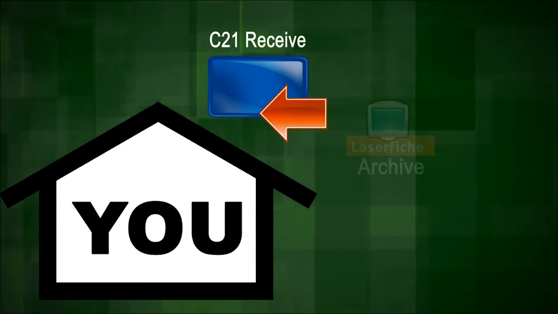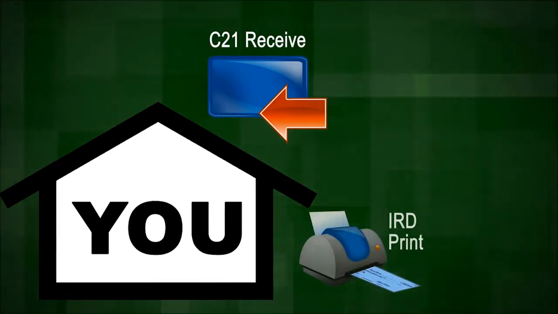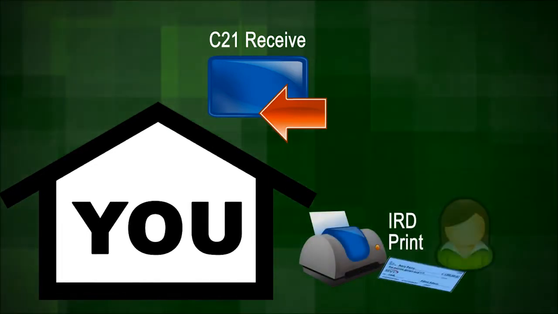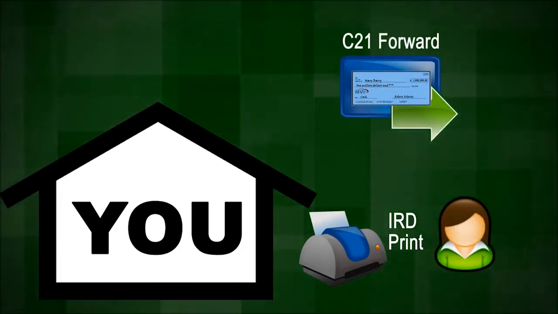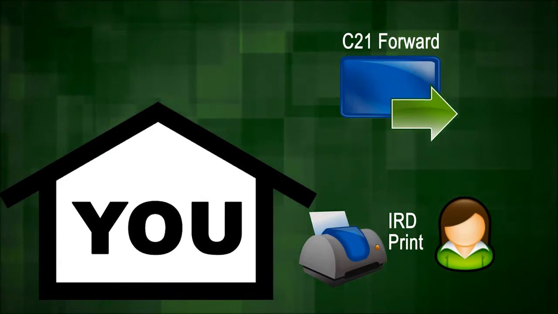Each bad check is either reprinted through IRD Print, so a new physical copy exists, and returned to a member, or is reprocessed and sent once again through C21 Forward in the following day's ICL. The MVI C21 suite is designed to be modular, which is why there are multiple products in the suite. You can use Forward, Receive, Return, and/or IRD Print, depending on the needs of your institution.